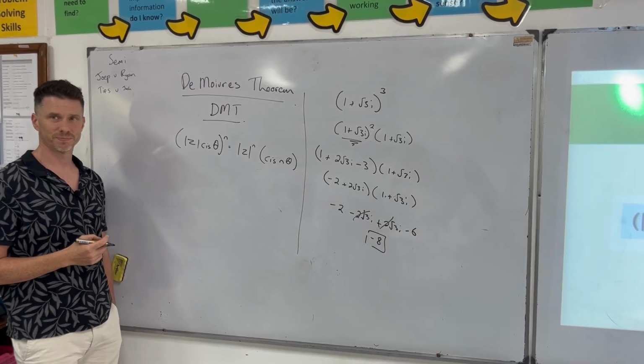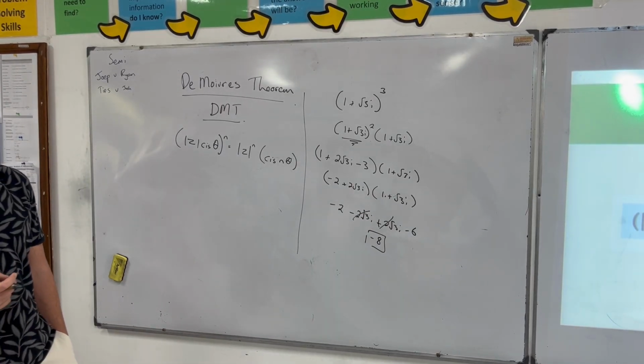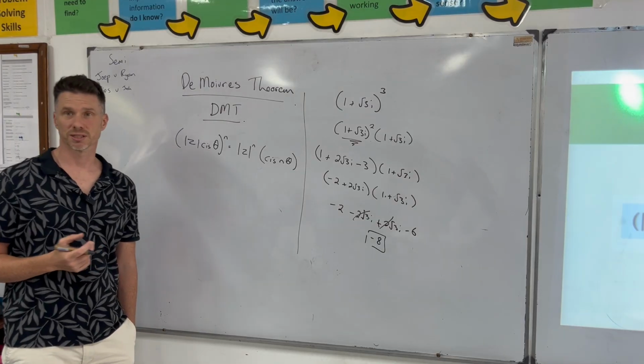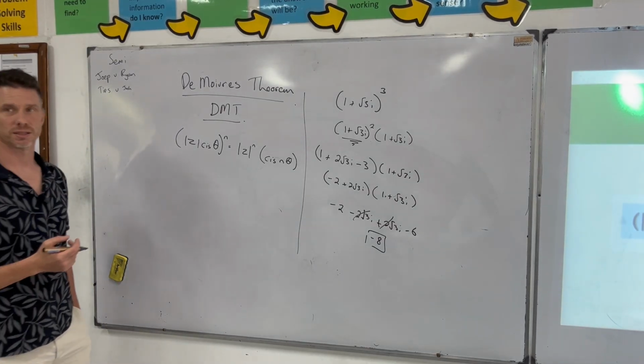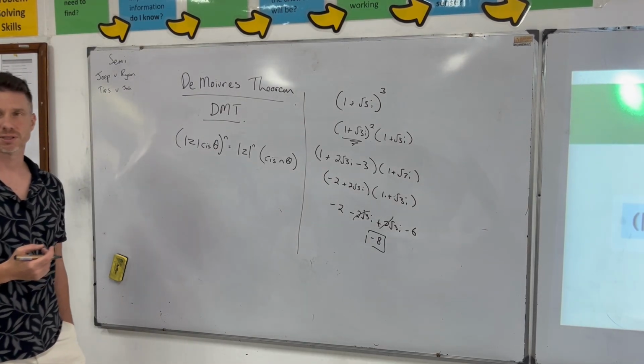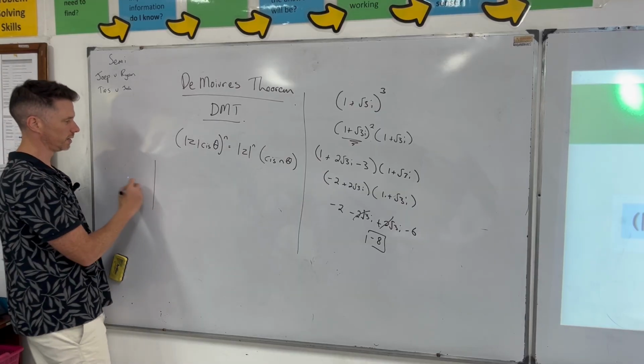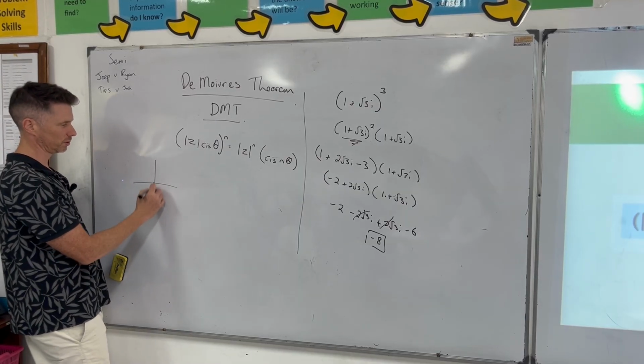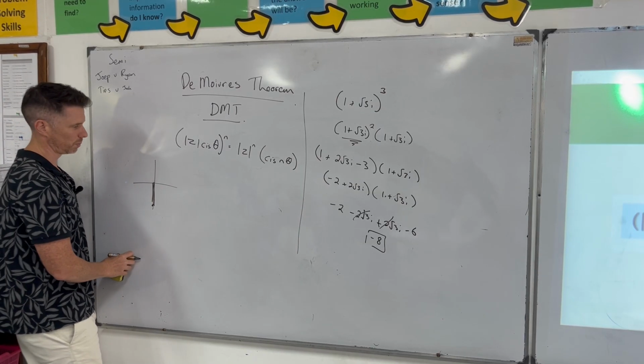Yes, sir. Why is there an absolute value of the modulus? Because the modulus is a distance. It's this distance, so it can't be a negative distance. Even if it's down here, that's still going to be just a positive number.